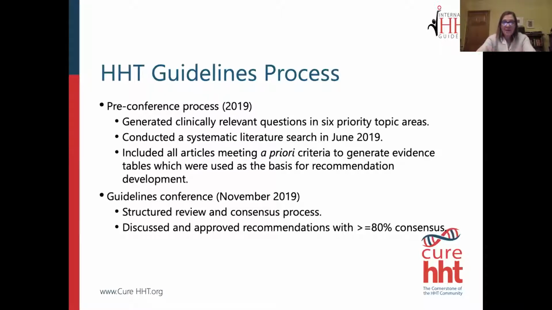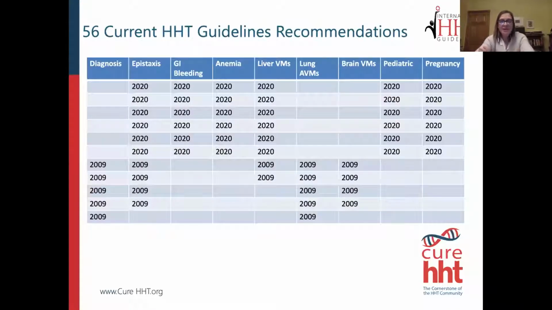So from there, we met in November 2019, and we went through a very structured, intense review and consensus process. And we discussed the recommendations from all 6 topic groups, and discussed, revised, voted, discussed, revised, voted, until we approved recommendations for each topic group. And our aim was to approve 6 recommendations for each topic group, which is what we did. And we had decided a priori that we would only approve and publish recommendations where we had more than 80% consensus. So this is what we generated, and this is what we have presently.